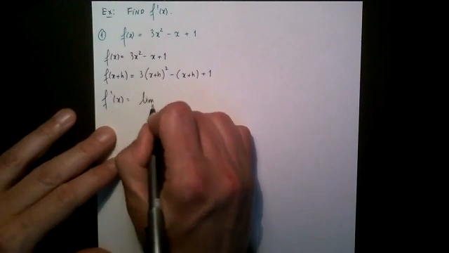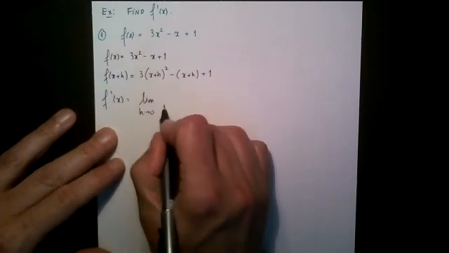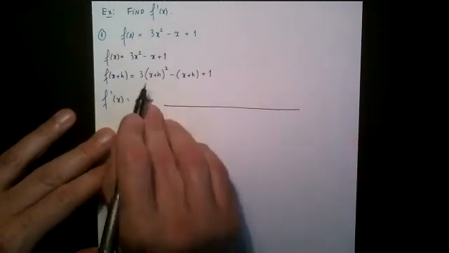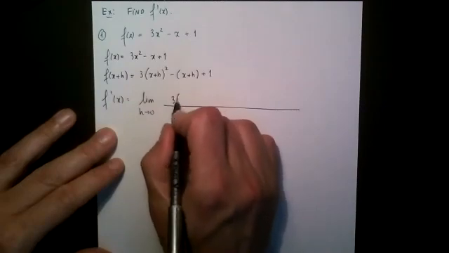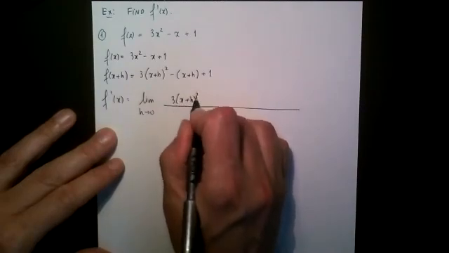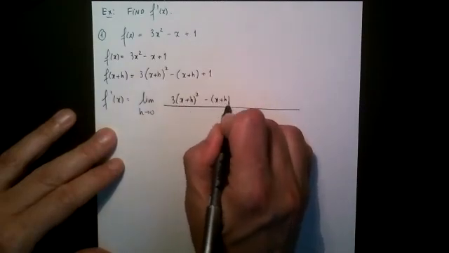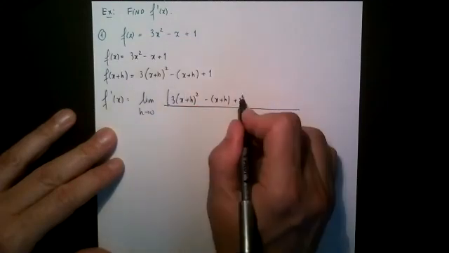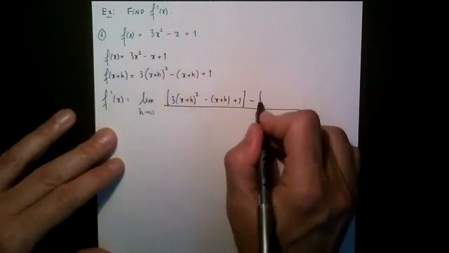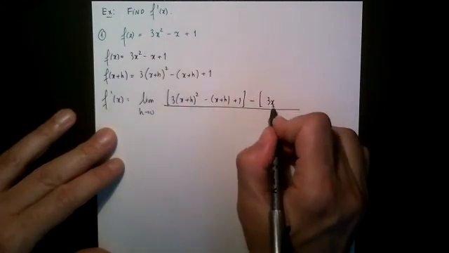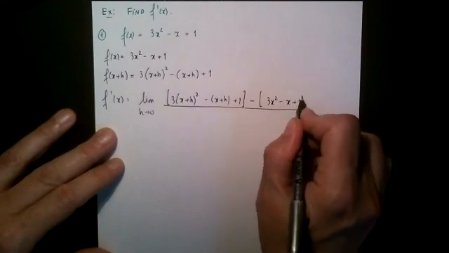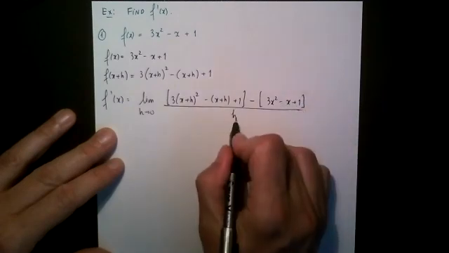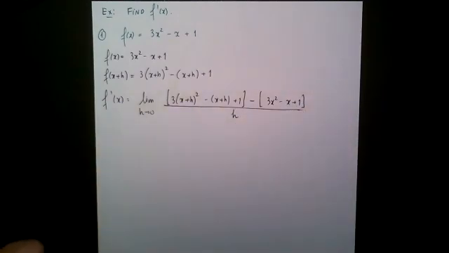is the limit as h approaches 0 of, so we're going to write a big one, f of x plus h, which is 3 times (x plus h) squared minus (x plus h) plus 1. This is f of x plus h, minus f of x, which is 3x2 minus x plus 1. And then all this over h. Okay.